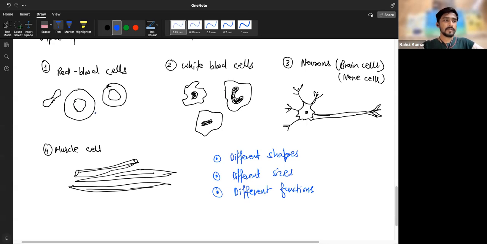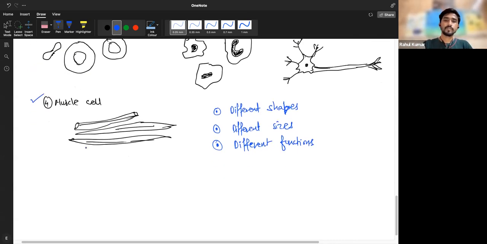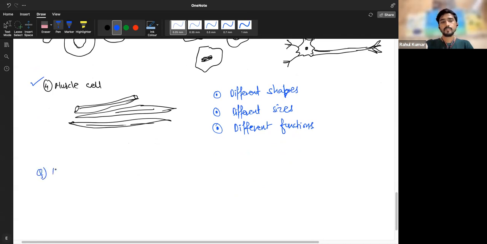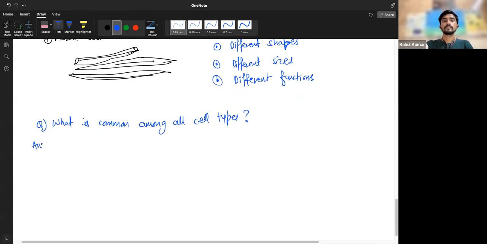So if I talk about certain cell types, what do you think is common? Now, this is the difference you told me about. But is there something common between a red blood cell, muscle cell, white blood cell, and neurons? Is there something which is common? So my question is, what is common among all cell types? What do you think, Hiram? What is common?